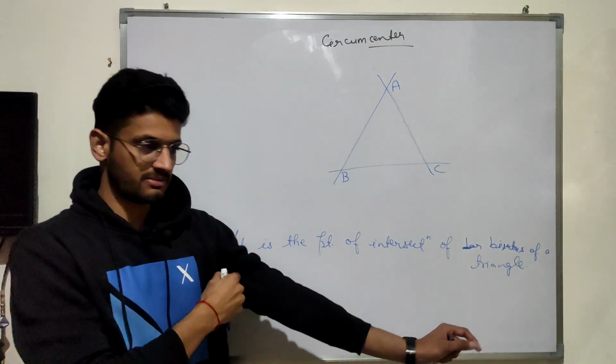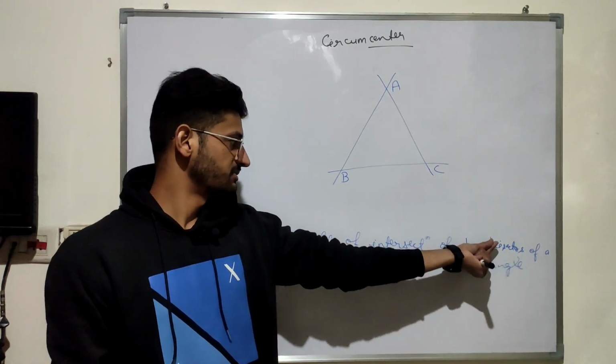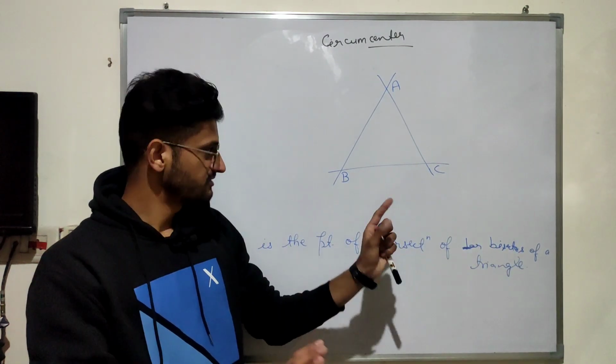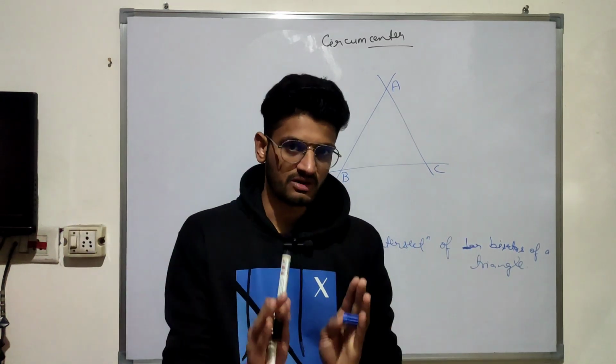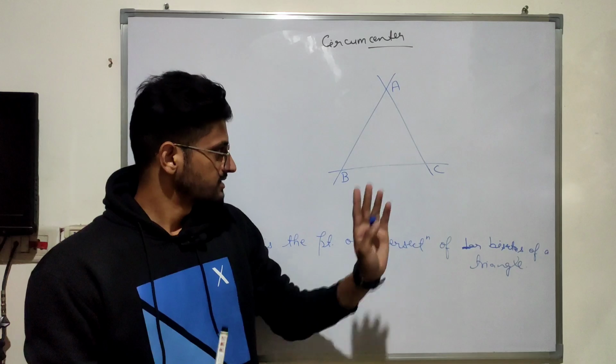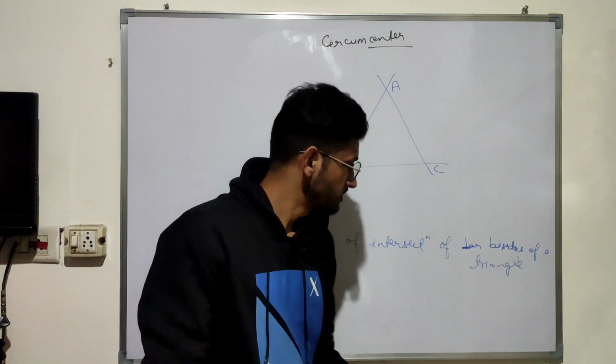Now, when saying perpendicular bisectors, the word bisector itself signifies that it will pass through the midpoint of side length BC. Let's say we are drawing the perpendicular bisector for side length BC. Similarly, we will be drawing perpendicular bisectors for side length AC, and similarly for side length AB as well.